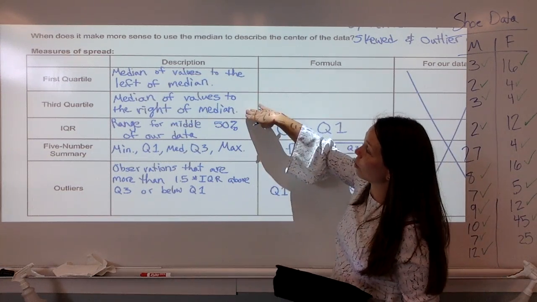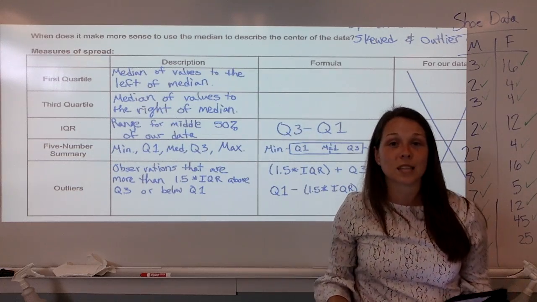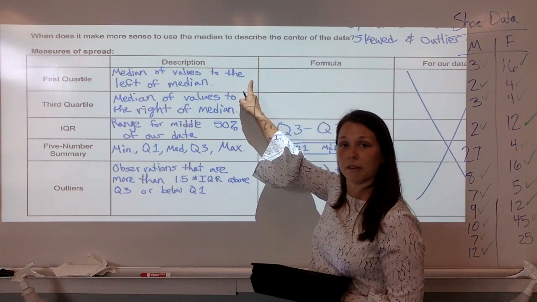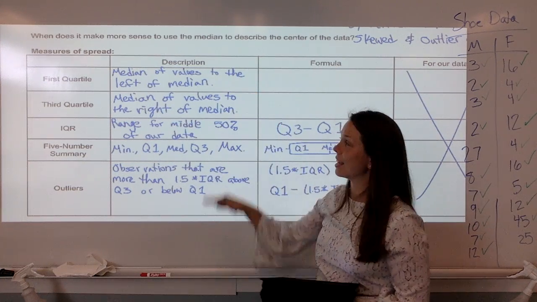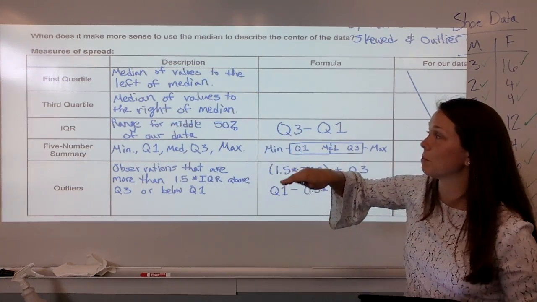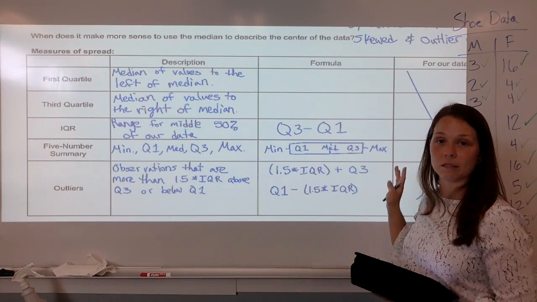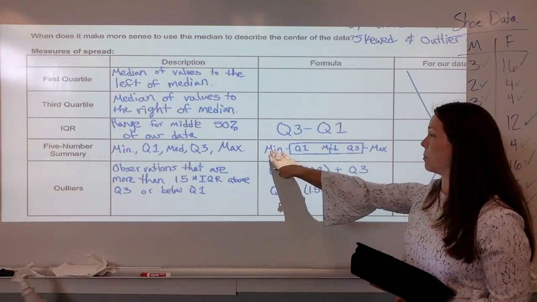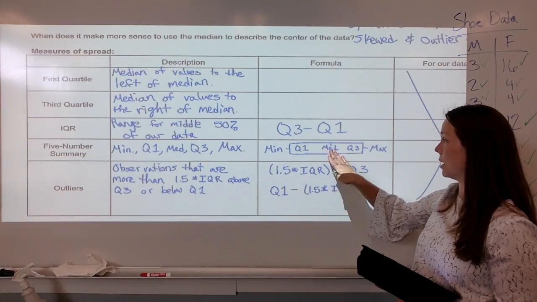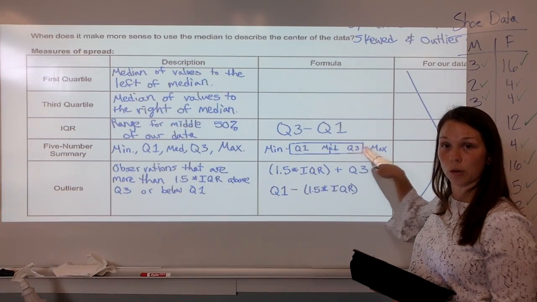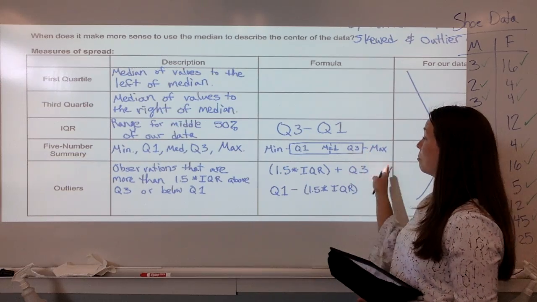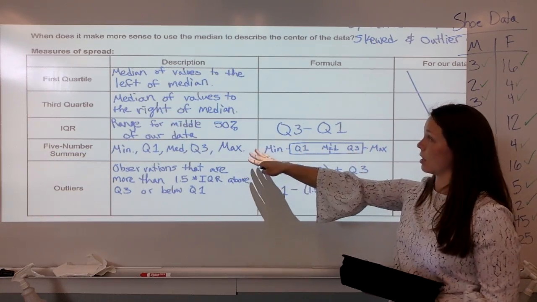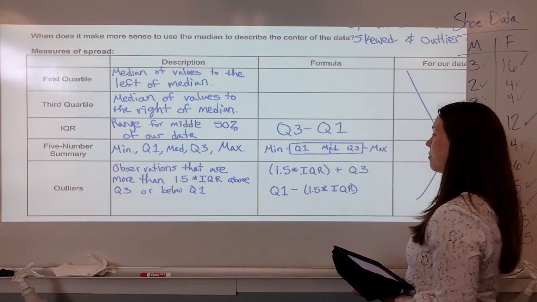So first quartile and third quartile, it's referring to medians. Your first quartile is going to be the median or middle of the values to the left of the original median. Third quartile is going to be the middle of the values to the right of the median. There's a visual here where we have our minimum, Q1, our median, Q3, which is quartile 3, and our max. Your median is the middle of everything, Q1 is the middle of everything to the left, and Q3 is the middle of all the values to the right.